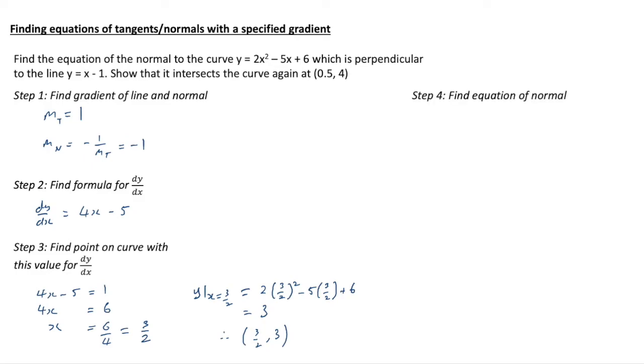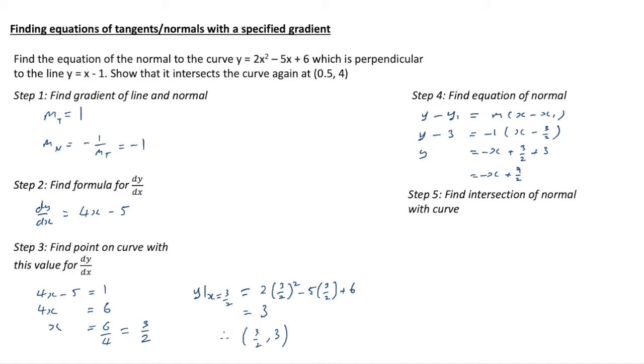So next step, find the equation of the normal. Well, we know the point that the normal is travelling through, which is 3 over 2, 3, and we know its gradient from step 1, which is -1. So we can pop that into y minus y1 is m times x minus x1, giving us y minus 3 is -1 times x minus 3 over 2. Multiply the bracket out and add the 3 to both sides, gives us minus x plus 3 over 2 plus 3, which is minus x plus 9 over 2.